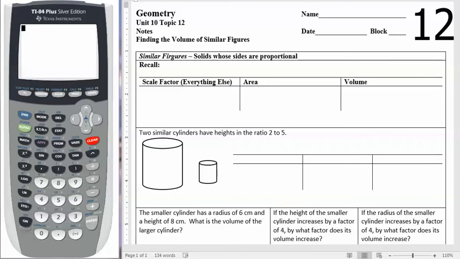Today we're going to be looking at topic 12, finding the volume of similar figures. Similar means that they're almost the same, they're the same shape but not the same size. One is generally smaller than the other one. So when we did this chart, we normally said everything else, area squared, and volume cubed.